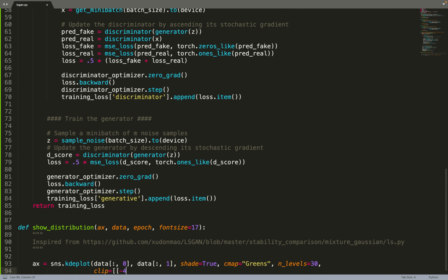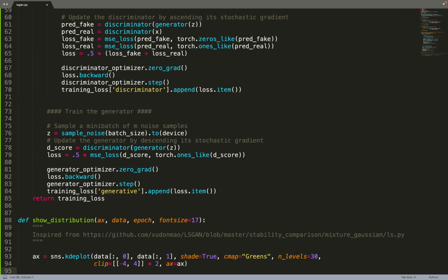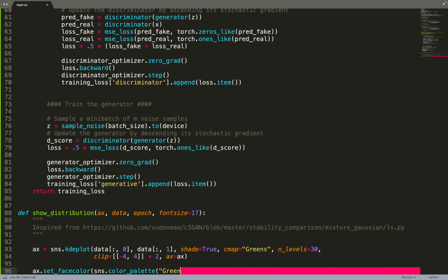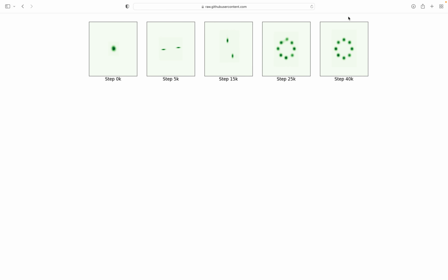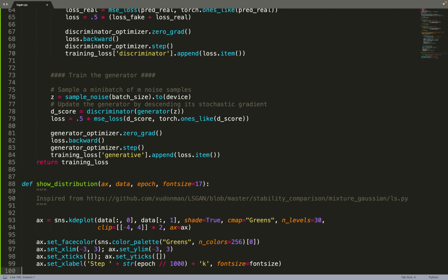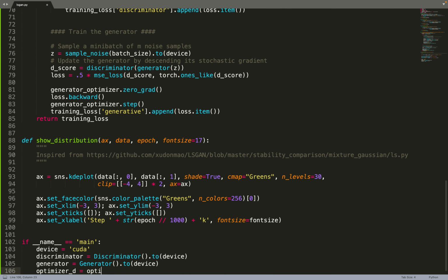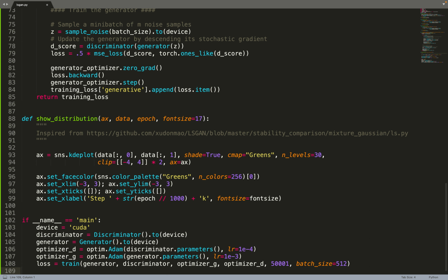So basically we take data as input, we do a KD plot on top of it, and then we can make our plots a bit prettier by removing the ticks, adding labels, and setting limits on the x and y axis. It's just that. So it will give those plots, fitting a KDE on top of the data and then showing the learned kernel with Seaborn.